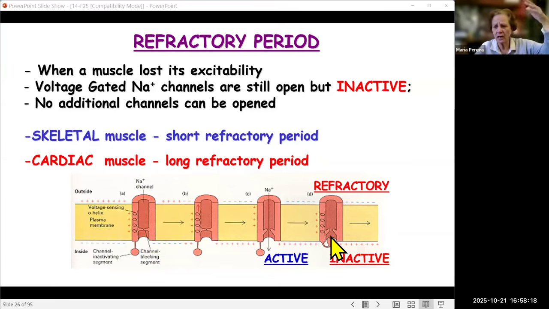So it doesn't matter. You can increase the voltage. You can increase the strength of the stimulus. You cannot have the muscle fiber respond anymore because all of the channels are closed. They're inactive because the inactivation gate is in position and prevents sodium from coming in. This is very important because it controls the amount of muscle contraction. You don't want the muscle to contract so much that it can rupture. So the refractory period is very, very important. It allows the muscle to recover and get ready for the next stimulus.